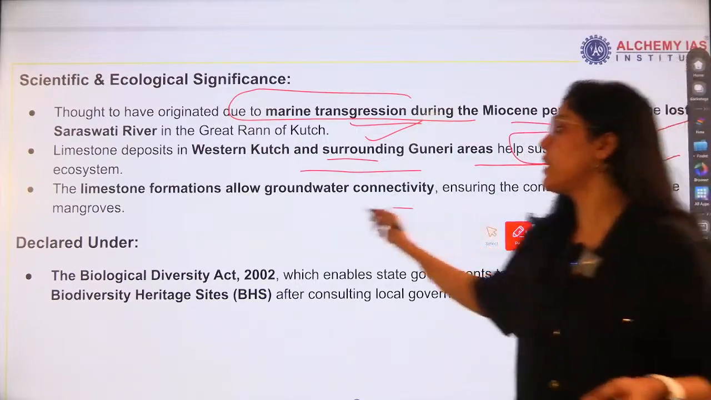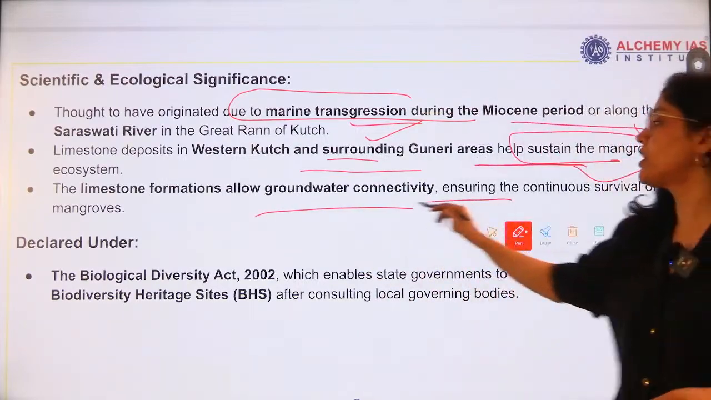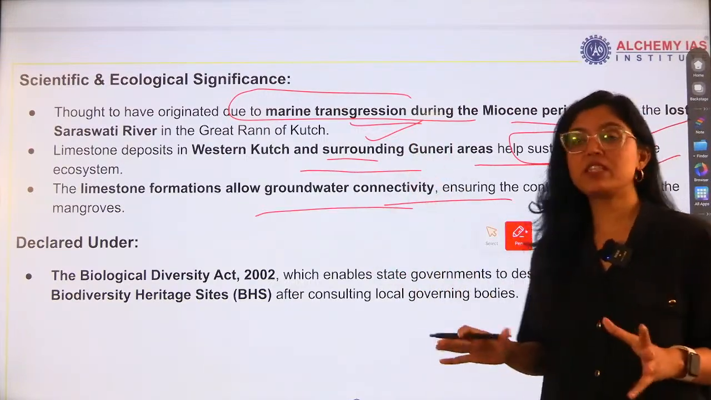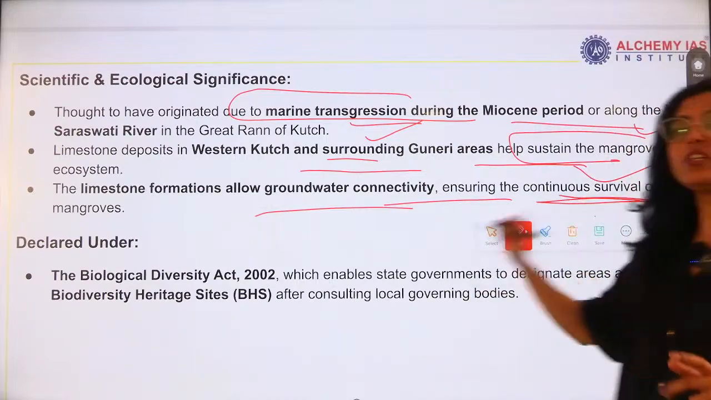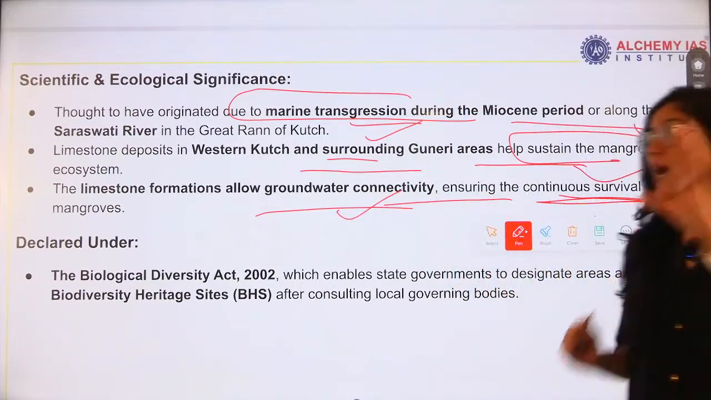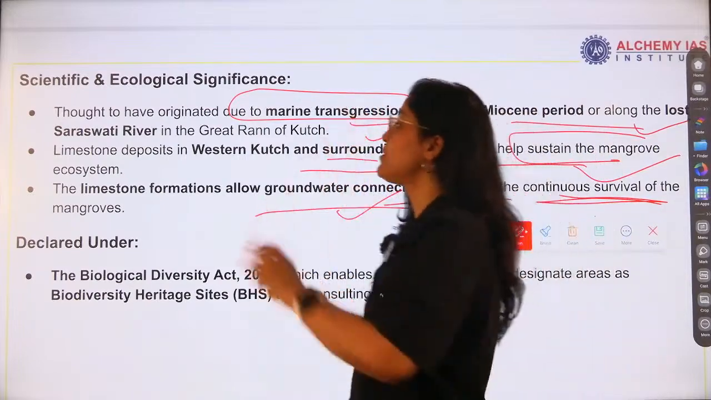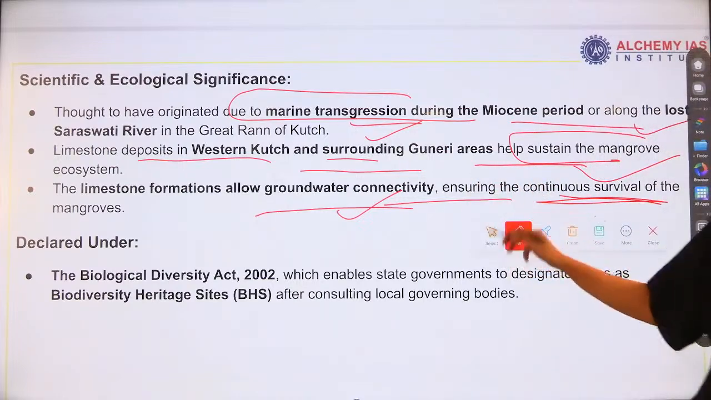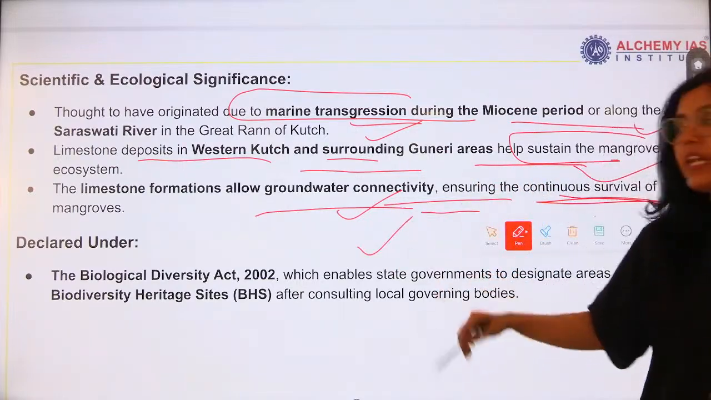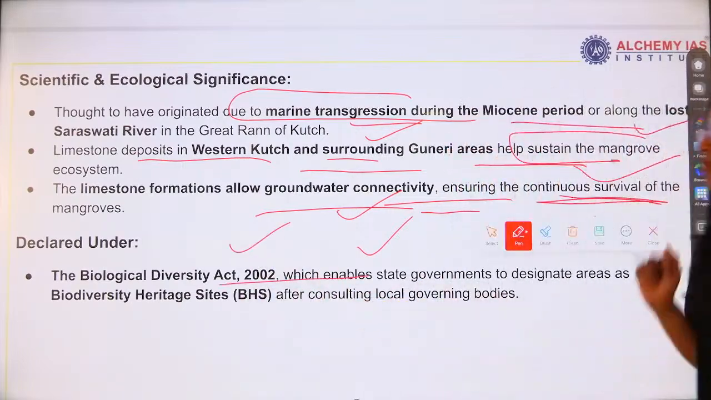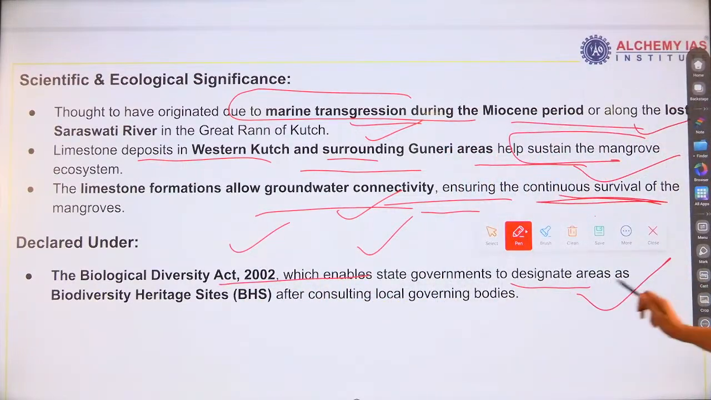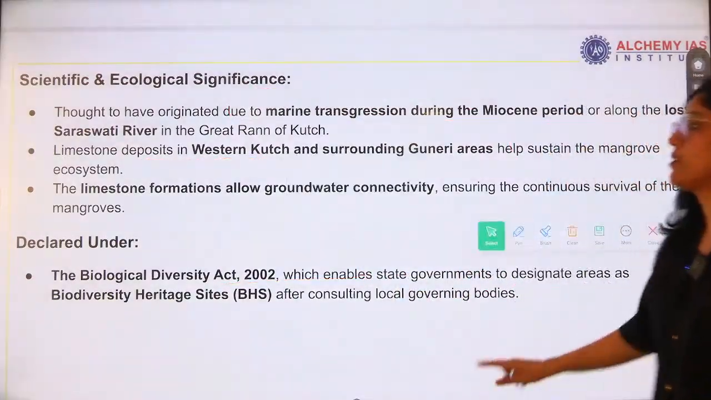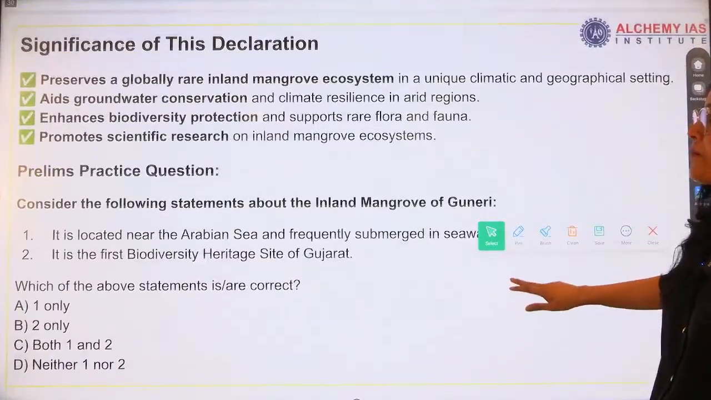Okay. Next, the limestone formations allow groundwater connectivity, because of which it is surviving till now, ensuring the continuous survival of the mangrove. So this can be asked, that limestone deposit is a crucial factor in the survival of these mangroves. Okay. Remember this point. Next is declared under what? BDA 2002, which enables state government to designate areas as biodiversity heritage site. Okay. I hope every point is clear.